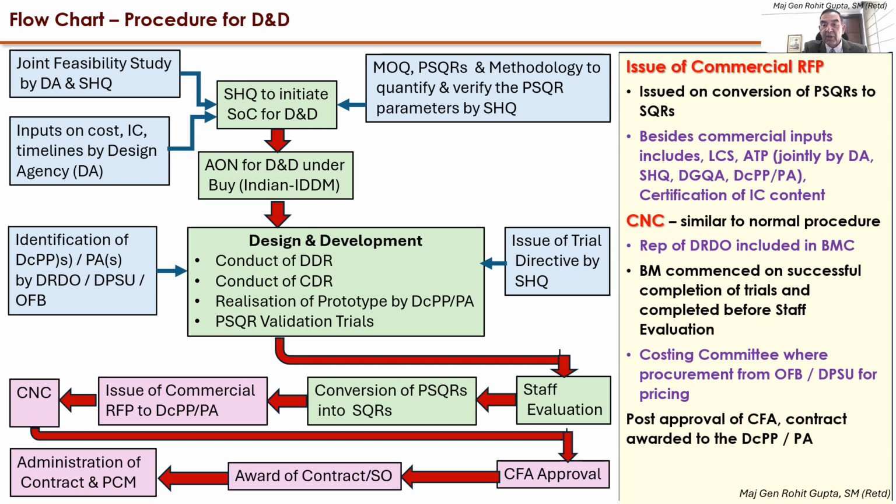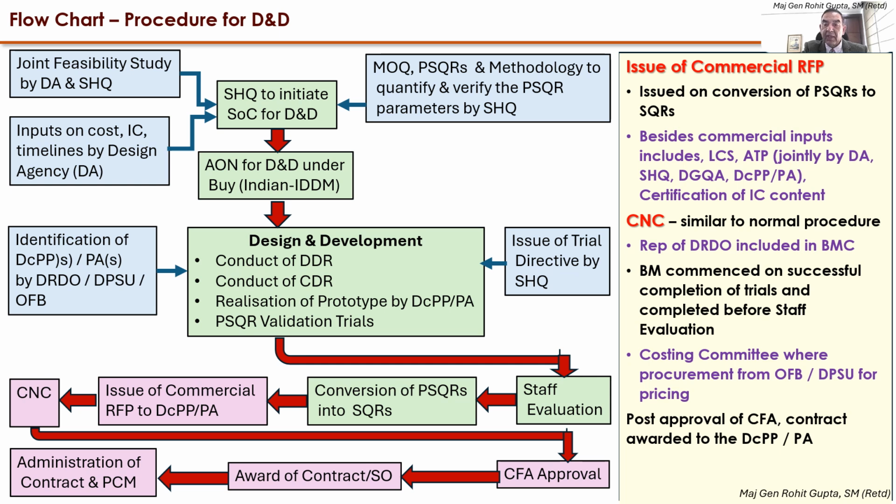Now, besides the commercial inputs that are required in the commercial RFP, the life cycle support would be asked for, the acceptance trial procedure, ATP, which is prepared jointly by the development agency, the SHQ, the DGQA, and the development cum production partner, the PA concerned. Also, the certification of the indigenous content would also form part of this itself. The CNC would be as per the normal procedure.